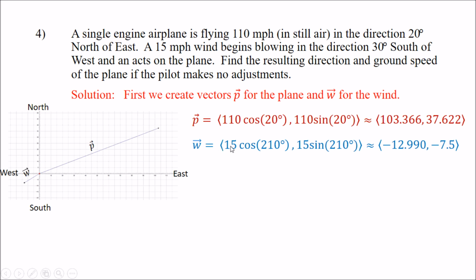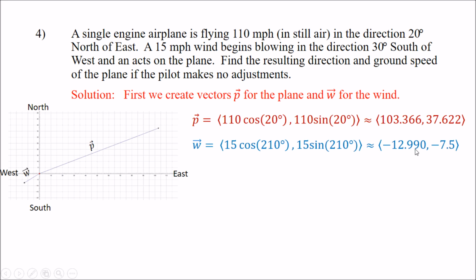The wind, however, since it's 30 degrees south of west, I first have to rotate 180 degrees to get to west, and then an additional 30 degrees. So that makes my angle in standard position 210 degrees. And since the wind has a magnitude of 15 miles per hour, the wind's vector is 15 cosine of 210, comma 15 sine of 210, which makes it about negative 12.990, negative 7.5.